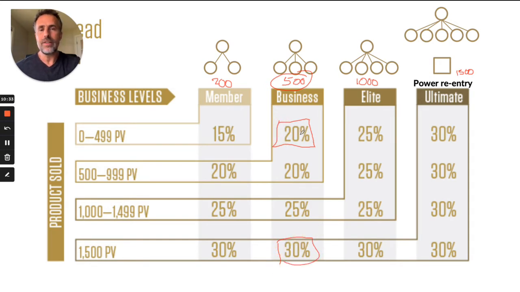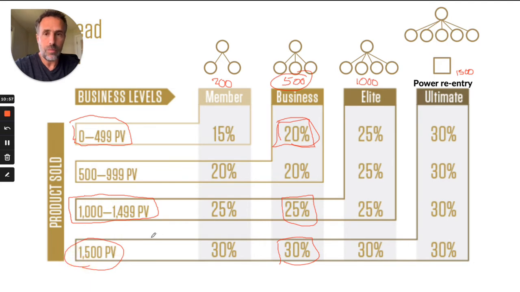How do you get there? Simple. Whatever they purchase, if they do between 0 and 499 points of volume, you're going to earn 20% of that. If they produce between 1,000 and 1,499 points of volume, you earn 25%. And if they produce 1,500 or more, the maximum is going to be 30%. So you can earn minimum your level or more, based on what they produce in volume in an order in a week.